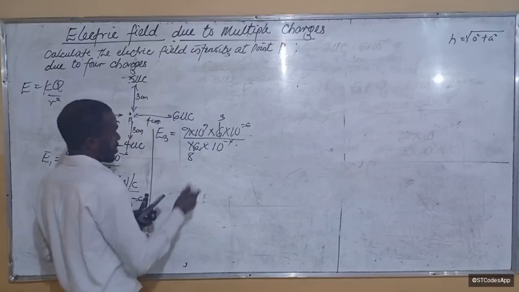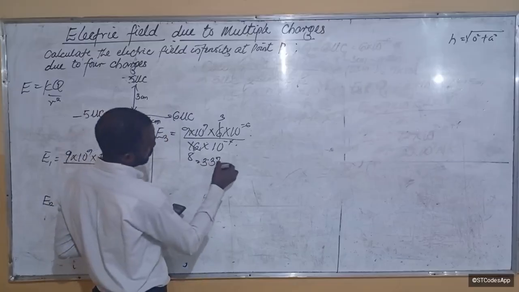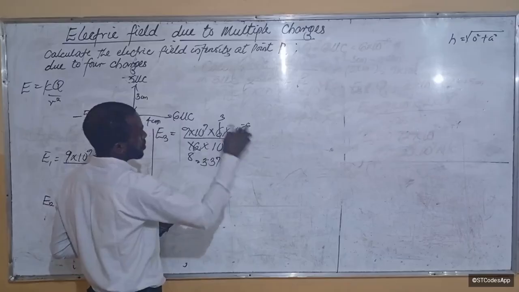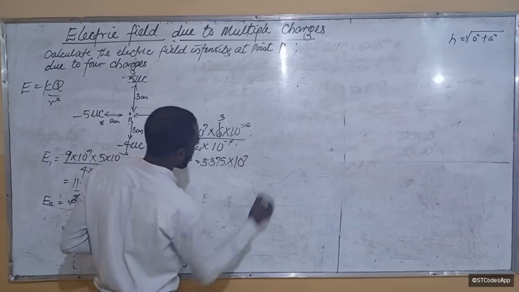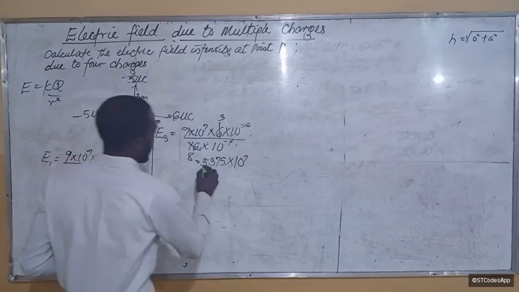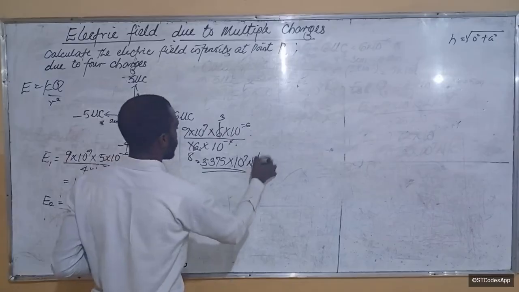3.375 times 10 raised to the power 7 again. Is that clear? Alright. Newton per coulomb.